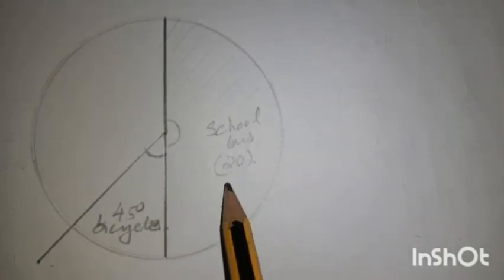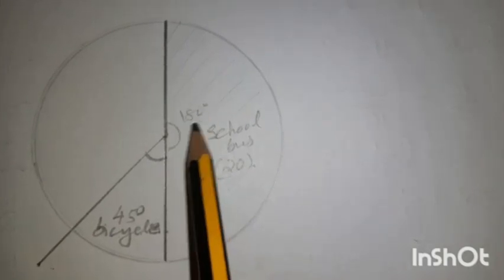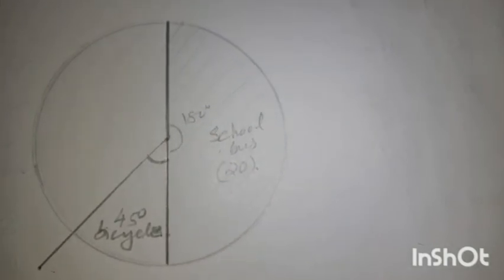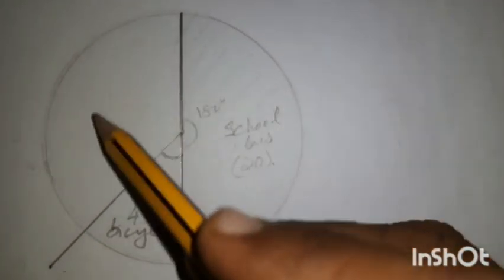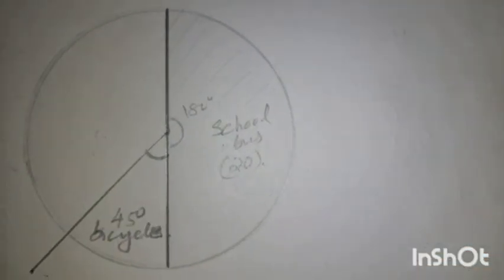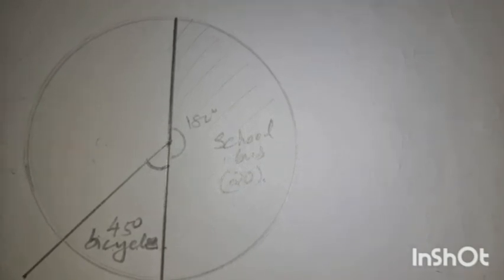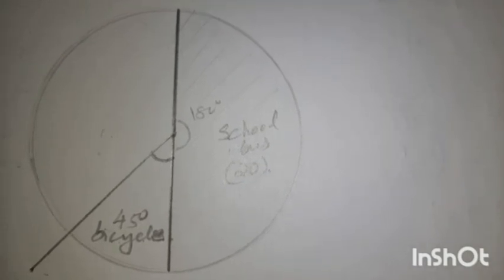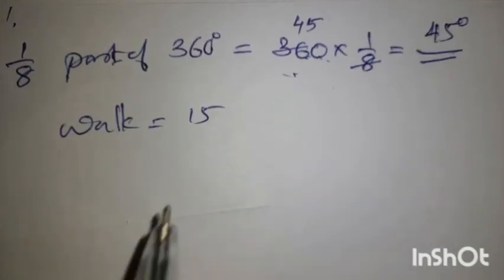1/2 part of 360 means 180 degrees. So the 180 degree angle is school bus students. The 45 degree angle is bicycle students. The balance portion shows how many students are coming through walking. And how many are there? 15 students are coming through walking.